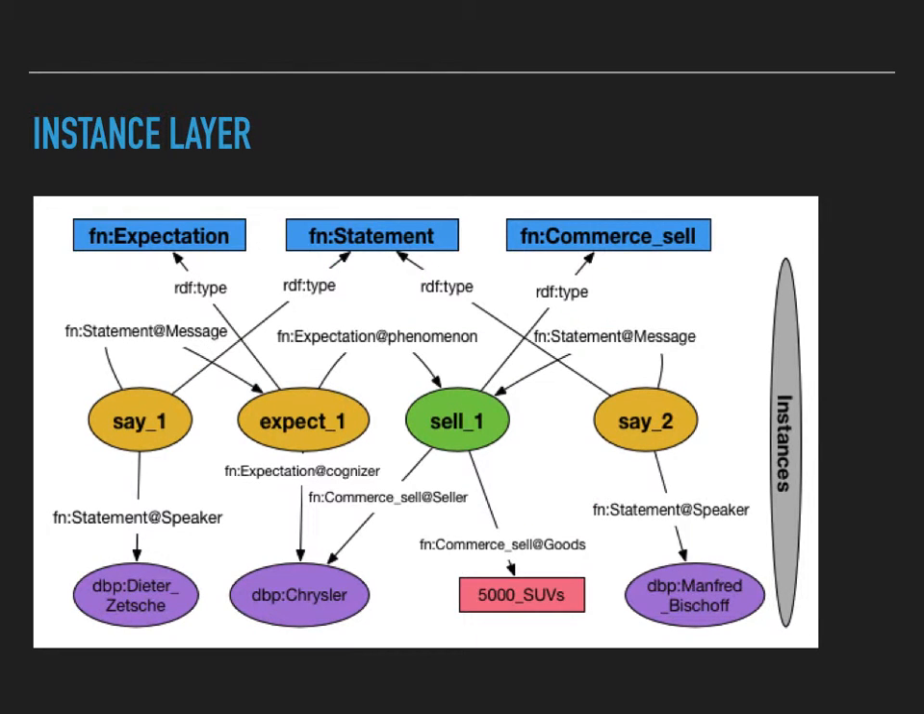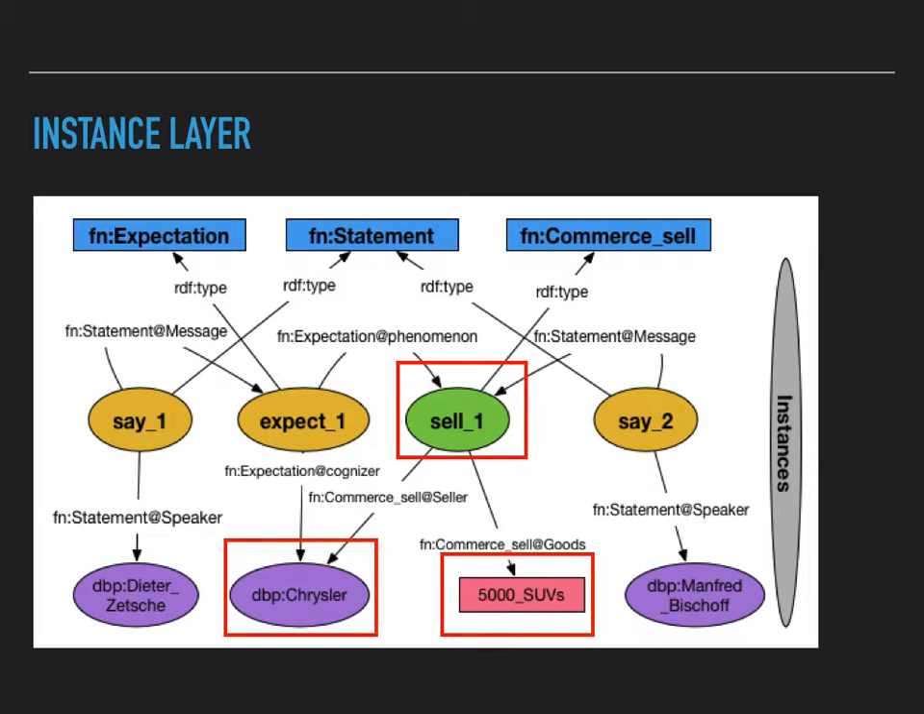Now let's go back to our example. The instance layer contains what the article talks about: the events, participants, time and locations. Each event or participant is represented by its own unique identifier. In this case, we have a commerce sell event, with Chrysler as the seller and 5,000 SUVs as the goods.